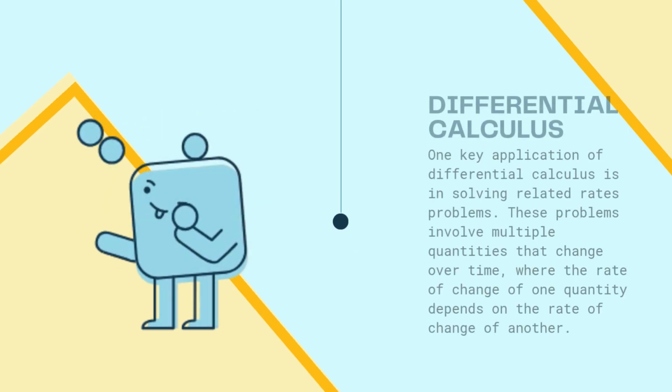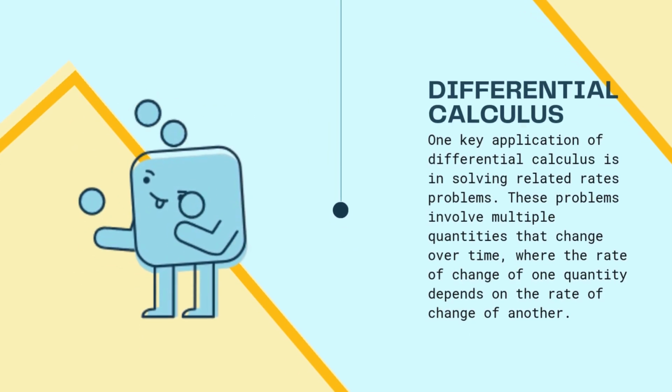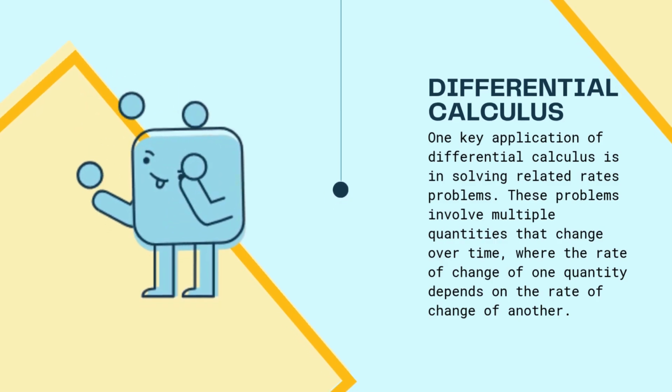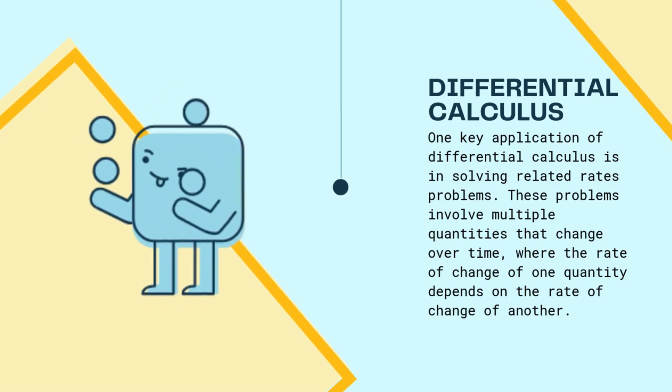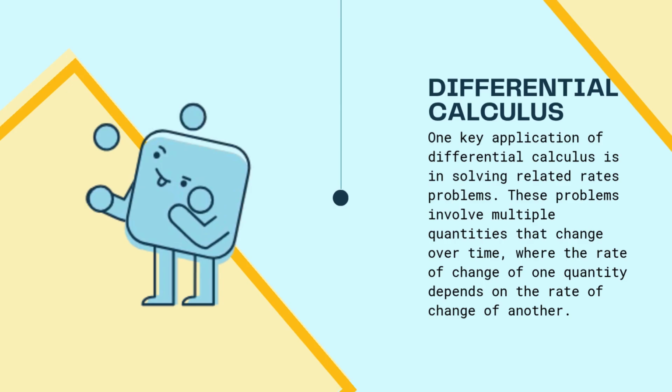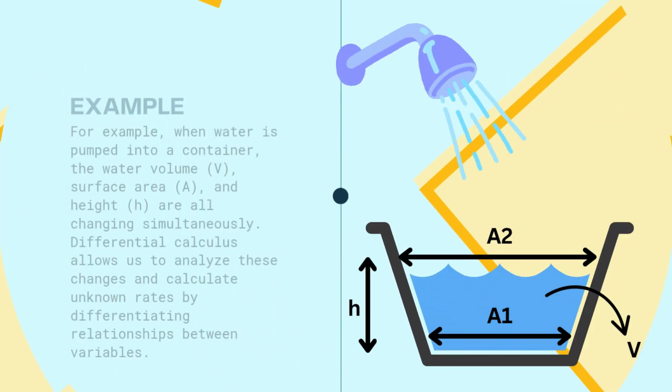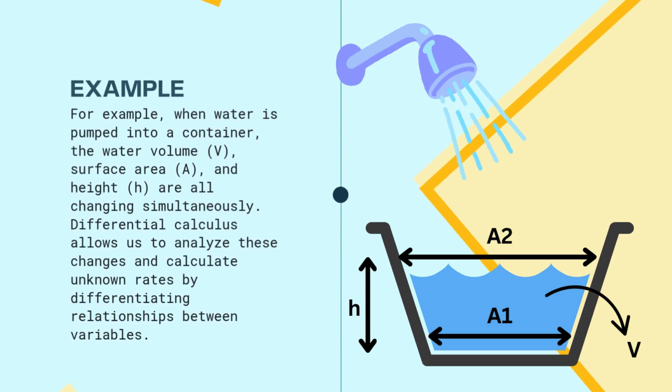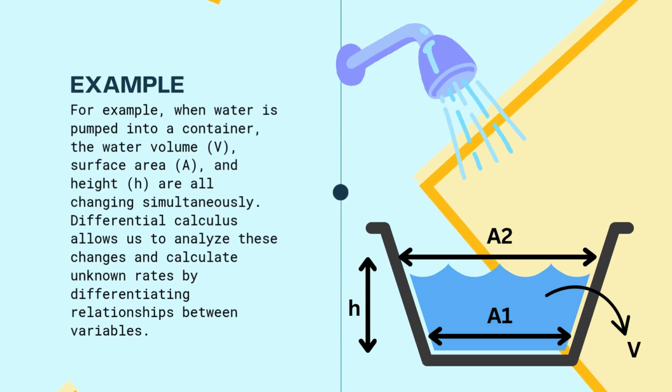One key application of differential calculus is in solving related rate problems. These problems involve multiple quantities that change over time, where the rate of change of one quantity depends on the rate of change of another. For example, when water is pumped into a container, the water volume, surface area, and height are all changing simultaneously. Differential calculus allows us to analyze this change and calculate unknown rates by differentiating the relationship between variables.